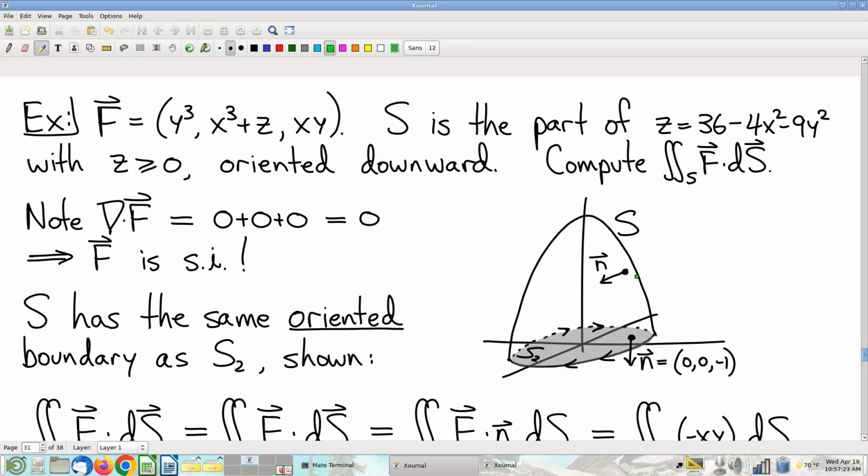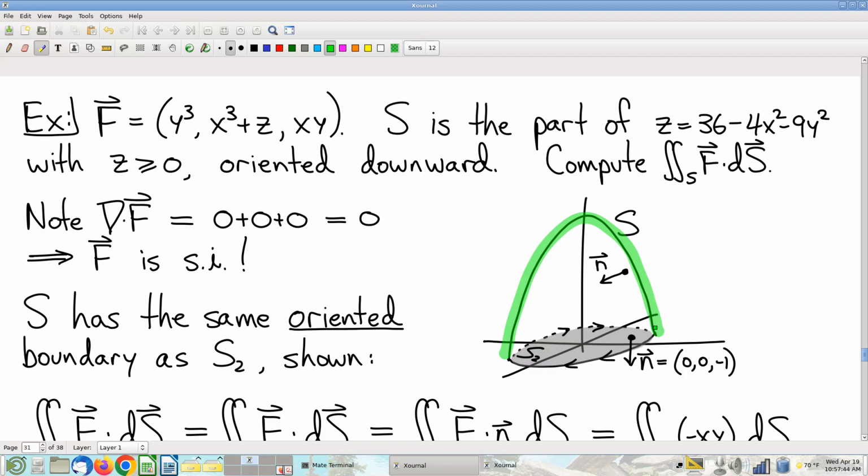Okay, so all of that clarified. I've got a surface. I've got a vector field. I want to compute a flux. I guess I could parameterize. I mean, it's a graph. I could do the graph parameterization, but I don't know. It seems like that's going to have a lot of computations in it, and frankly, it would be uglier than it looks.